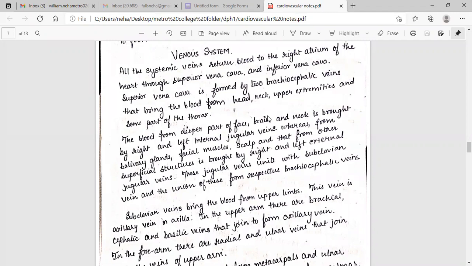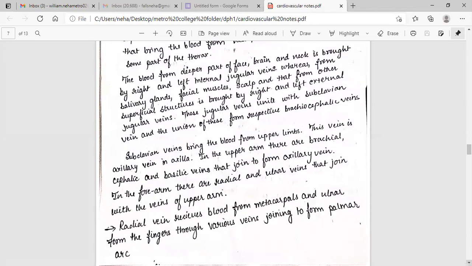The blood from the deeper part of the face, brain, and neck is brought by the right and left internal jugular veins, whereas that from the salivary gland, facial muscle, scalp, and other superficial structures is brought by the right and left external jugular veins. These jugular veins unite with the subclavian vein, and the union of these forms the respective brachiocephalic vein. The subclavian vein brings the blood from the upper limb.